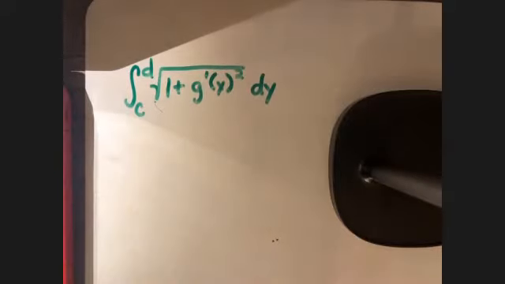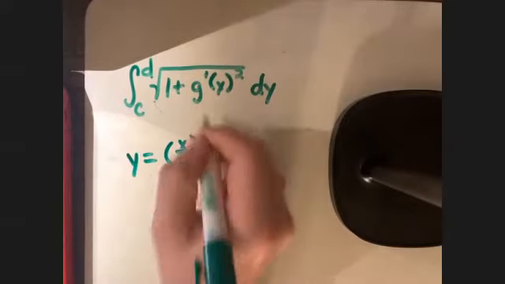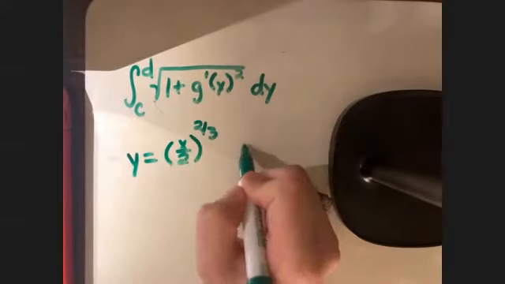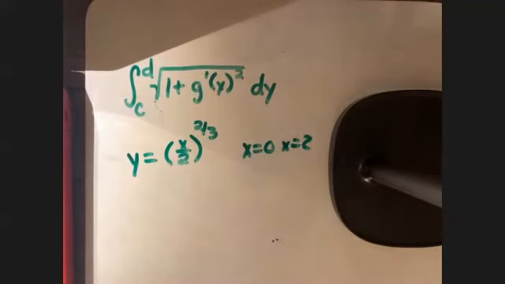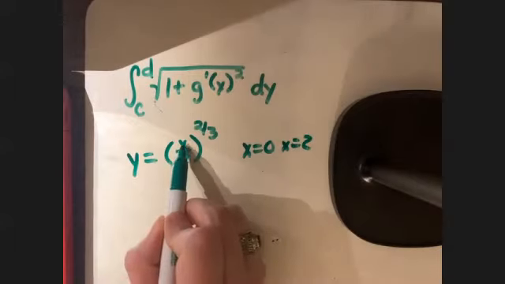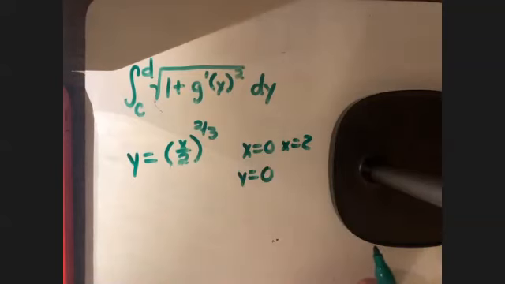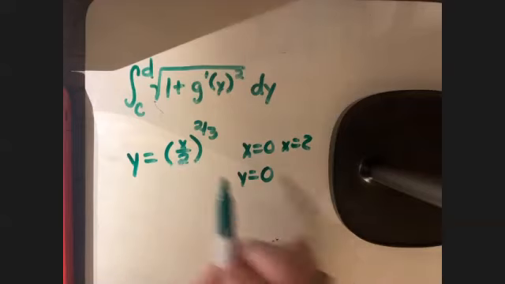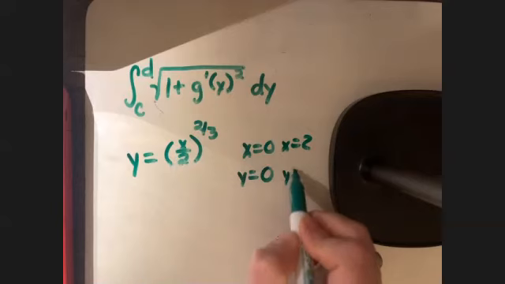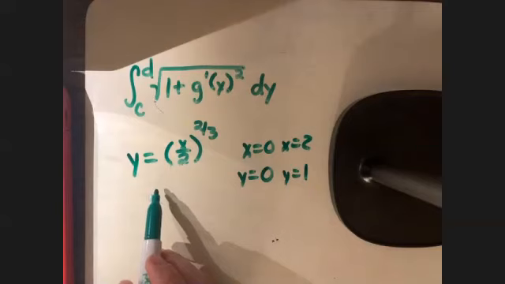So for example, okay, we're gonna look at y equals (x over 2) to the 2/3, and we want to go from when x is 0 to x is 2. Okay, now first off, if I plug in 0, y is 0. Okay, and if I plug in 2, I get that y is 1. Okay, now you may be thinking, well, why? It's a perfectly good function. It is. It's kind of a pain in the butt right now.